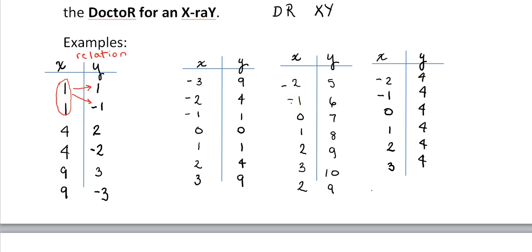On this next one, I have -3 and 9, -2 and 4, -1 and 1, 0 and 0, 1 and 1, 2 and 4, and 3 and 9. For each of these, I don't have any duplicate inputs, and for each input I have exactly one answer. So this is going to be a function.